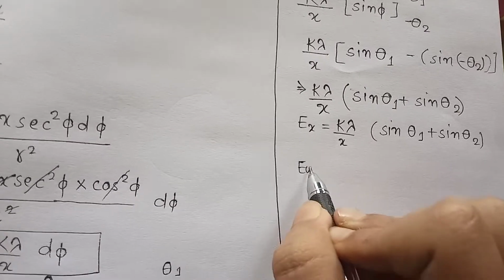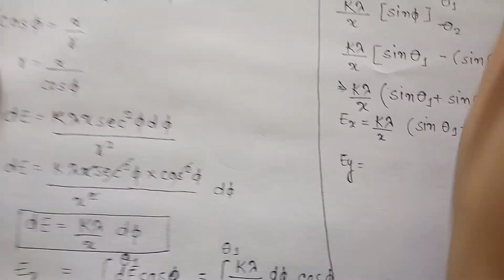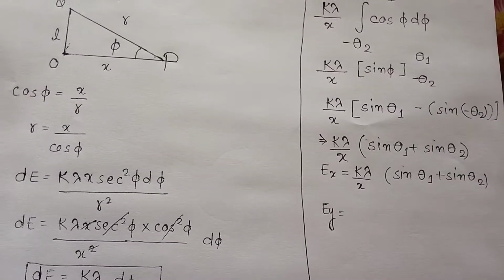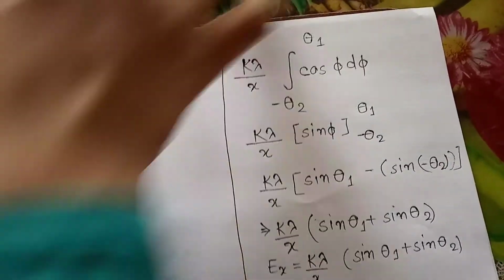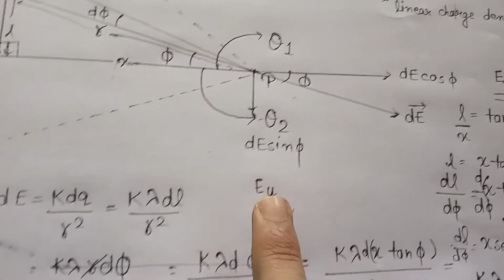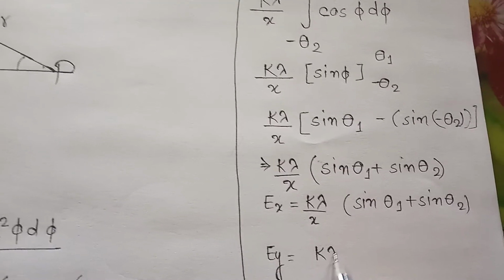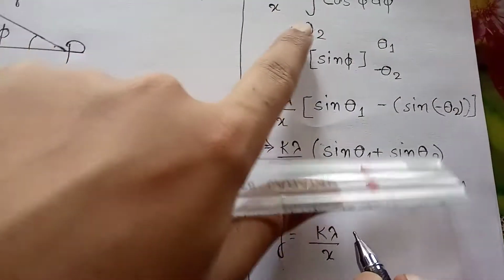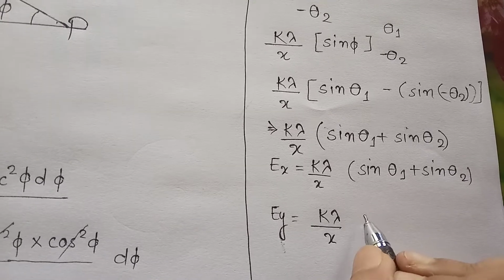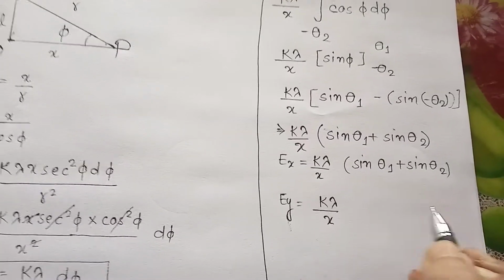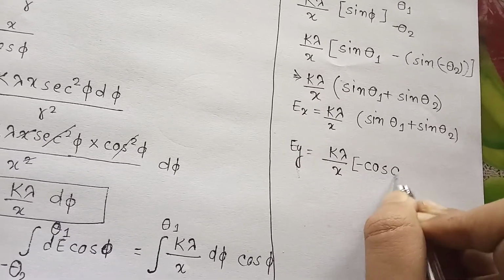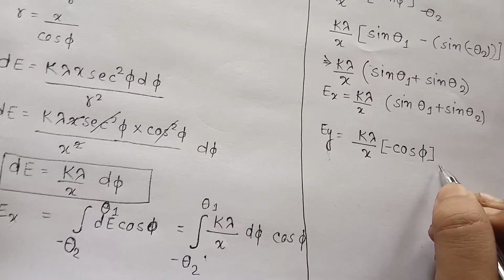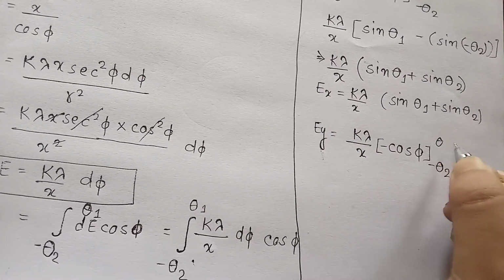Let's find out Ey. These two terms will not be changed, but this cos phi will become sin phi, because dE sin phi is in the direction of Ey. So we can simply solve it from here. k lambda by x will come outside, inside will be integration of sin phi d phi, and integration of sin phi is minus cos phi. So just write it down like this, minus cos phi, from minus theta 2 to theta 1.